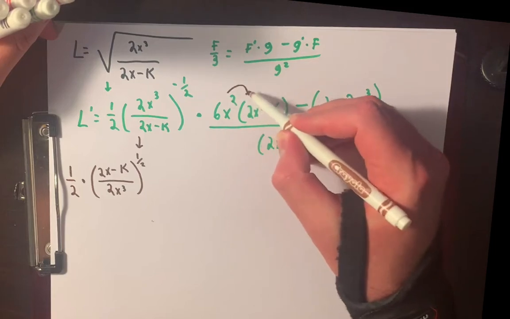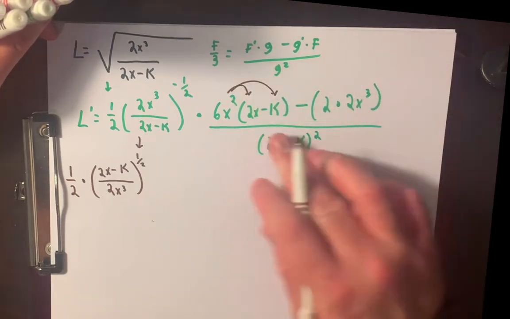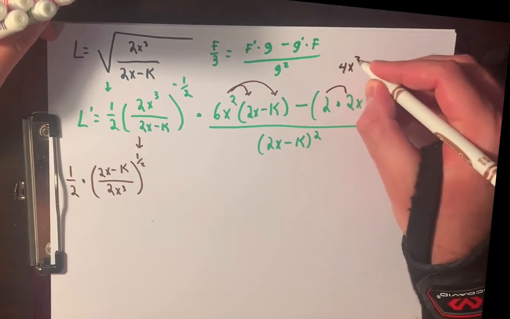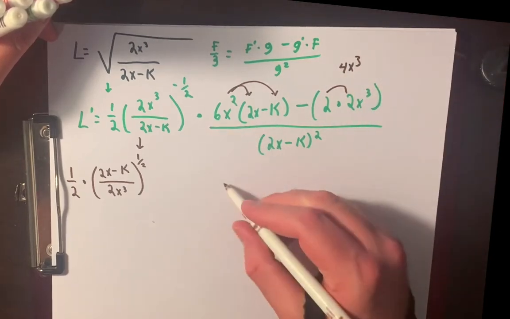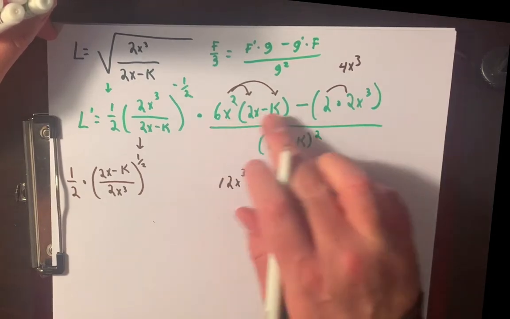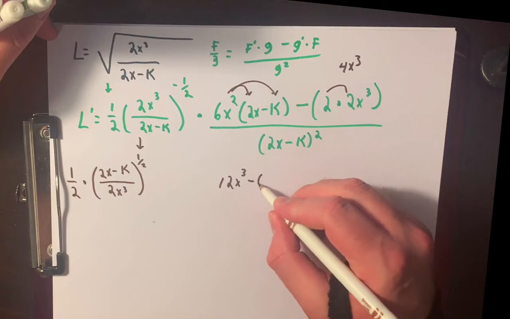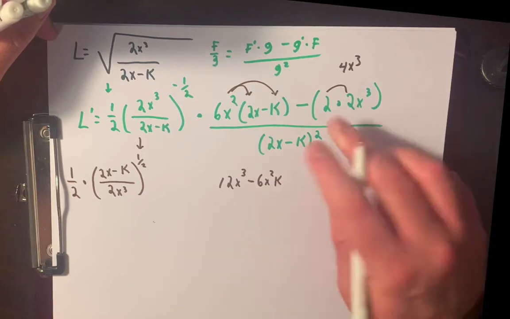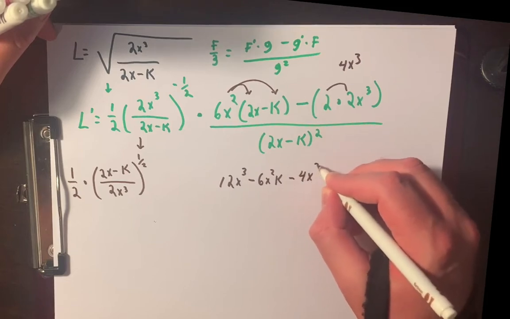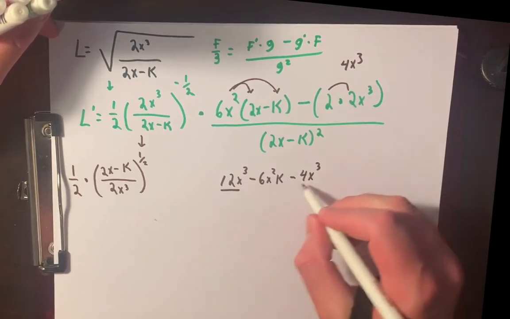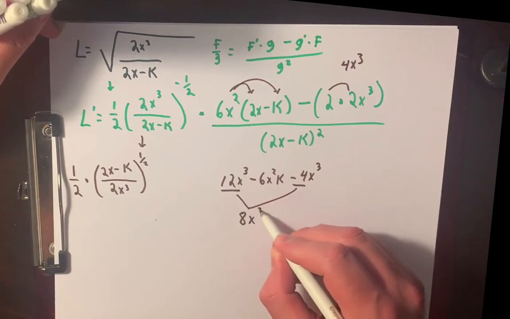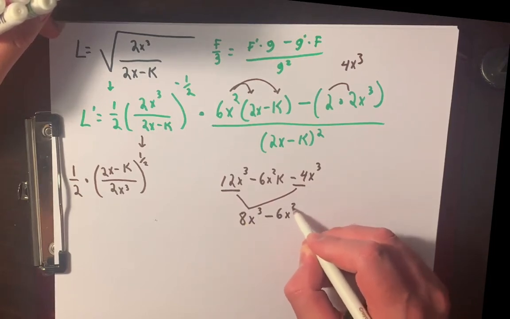So when we distribute this 6x squared into the 2x minus k, obviously if we multiply this together, we're going to get 4x to the third. 6 times 2, that's 12x to the third, minus 6 times negative k is going to be negative 6x squared k, negative 4x to the third. Now I'm going to combine my like terms here. I know that they have that in common. This is going to give me 8x to the third minus 6x squared k.